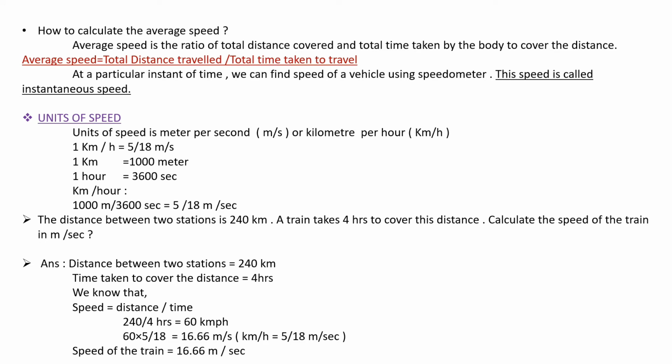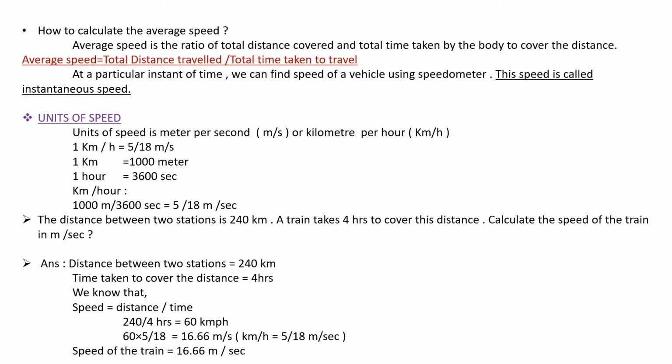How to calculate the average speed? Average speed is the ratio of total distance covered and total time taken by the body to cover the distance. Average speed equals total distance travelled by total time taken.